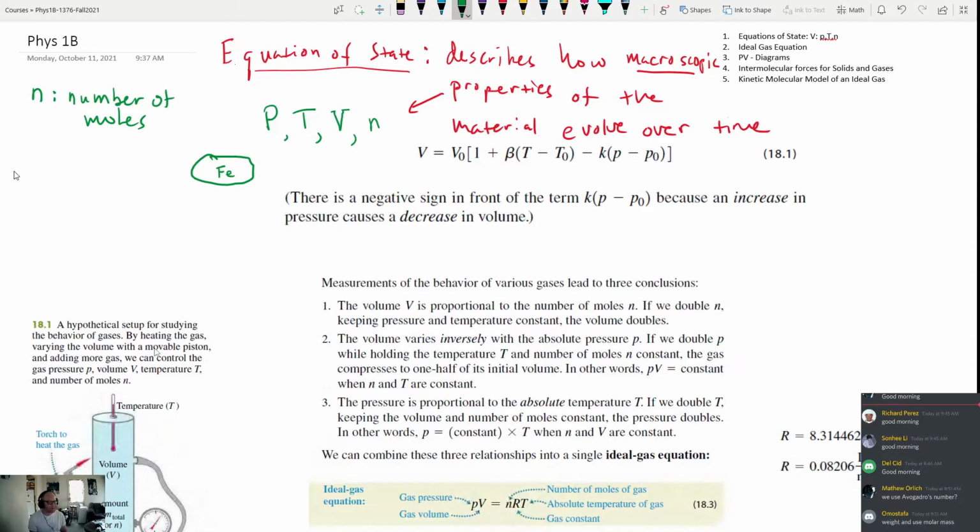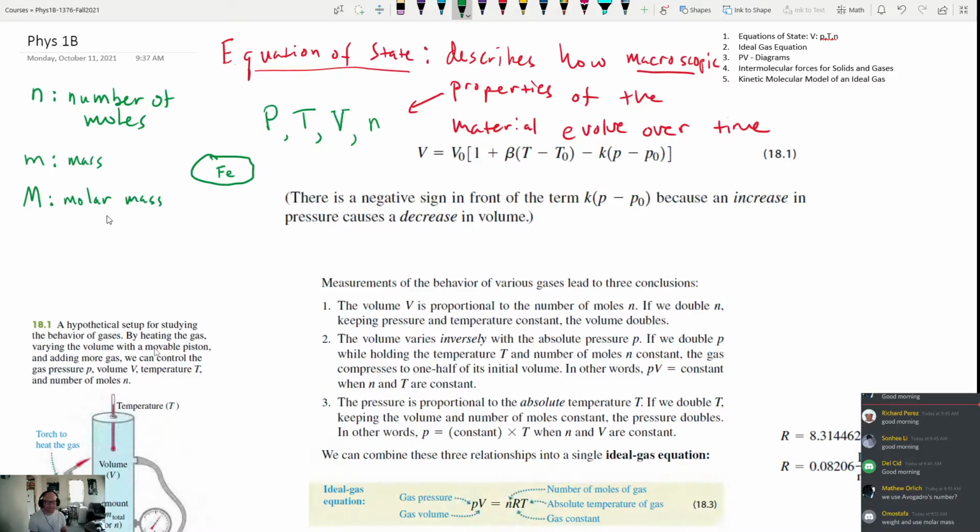Okay, Mustafa's. Yeah, that's right. You can use weight and molar mass. So you measure the weight, right? And then from the weight you get the mass. So if I know the mass, and I know the molar mass, so let's say that little m represents the mass of the substance, and we use this symbol, capital M, to represent molar mass.